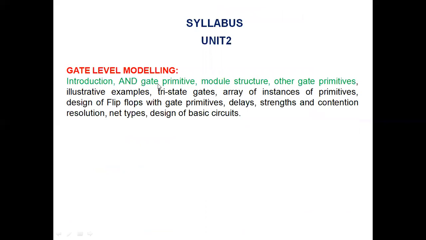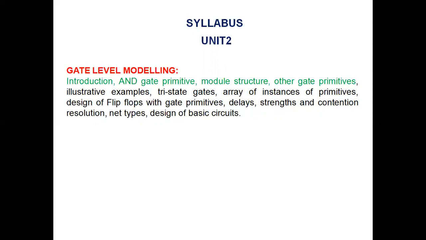This one, AND gate primitive. That means, first of all, you have to define what a primitive is. It is readily available inside Verilog, as all basic gates are available as primitives in Verilog. Now, how to instantiate this AND gate primitive? Yes, we have instantiated it.